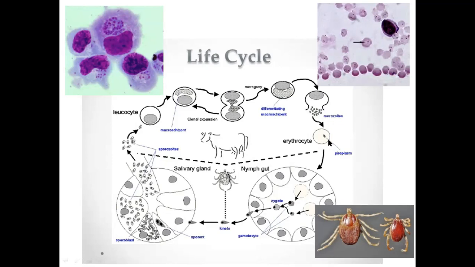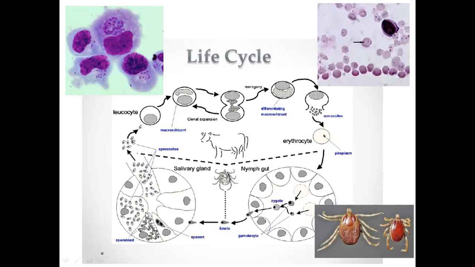Once this piroplasm is formed, they are waiting for the host. That means they are waiting for the tick, the intermediate host, to ingest them. Once this piroplasm is ingested inside the gut of a tick, it will multiply as male gametocytes or female gametocytes. Subsequently, they will fuse together and form a zygote. Haploid becomes diploid. Then subsequently from the gut, the nymph gut, the gut of a tick, they migrate to the salivary gland.